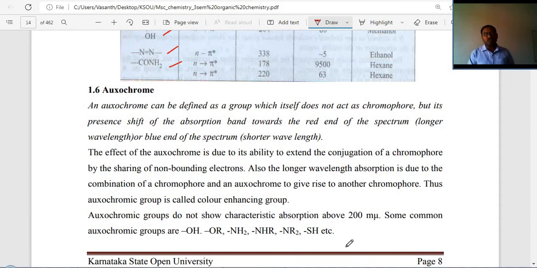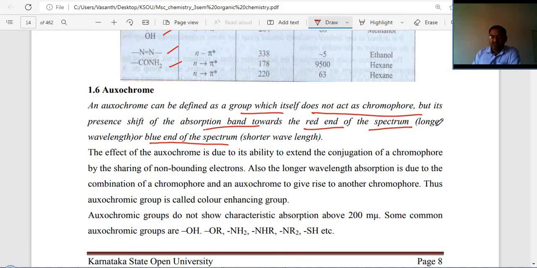What is an auxochrome? It is defined as a group which itself does not act as a chromophore, but its presence shifts the absorption bands towards the red end of the spectrum or the blue end of the spectrum. The red end of the spectrum is what? Longer wavelength. The blue end of the spectrum is what? Shorter wavelength.